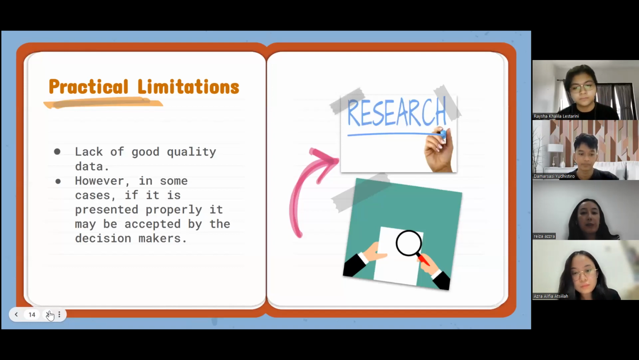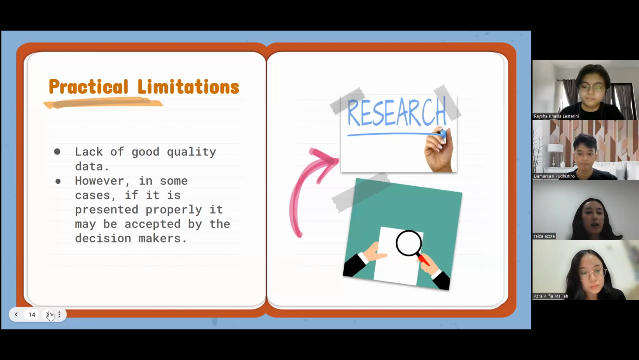And for the practical limitation in this design, the lack of good quality data is often the main problem. However, in some cases, if it is presented properly and done well, it may be accepted by some of the decision makers. Next slide, please.